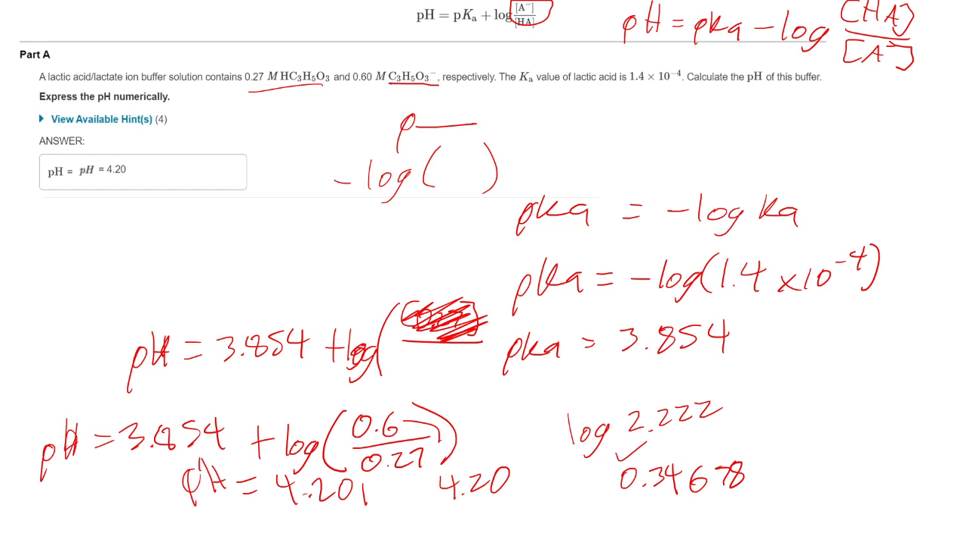Any questions or anybody get lost anywhere? So really you're just following order of operations. So you do the thing in the parentheses first, then you do the log, and then you do the addition, which is always the last thing you do. Assuming it's not in a parentheses somewhere.